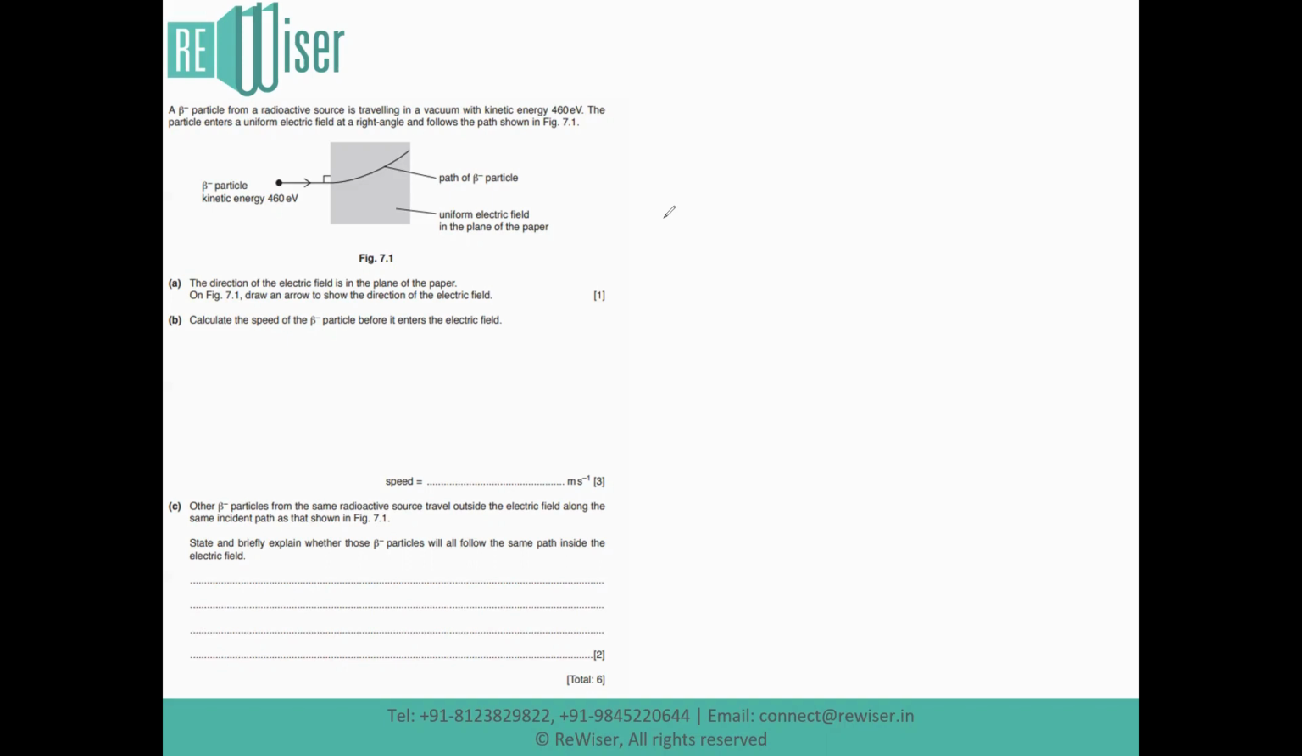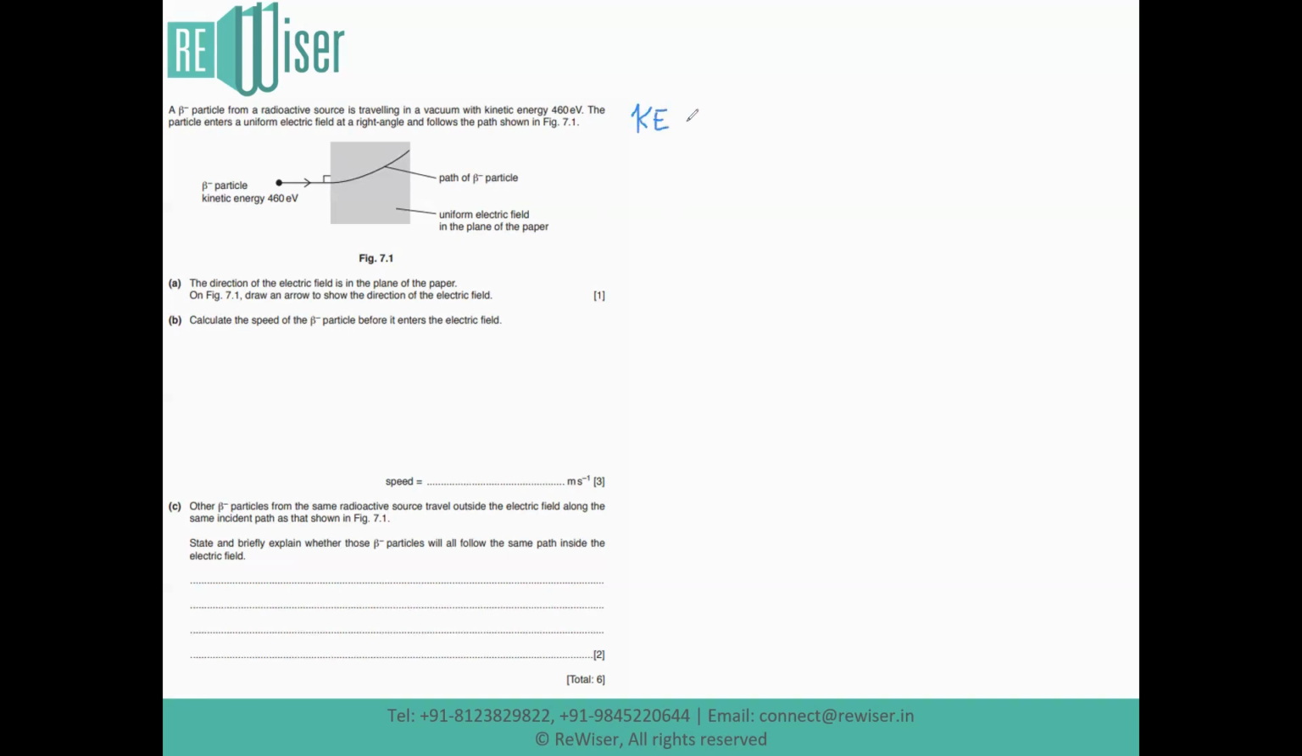Here the direction of the uniform electric field is in the plane of the paper. The direction of electric field is in the plane of the paper as shown. Draw an arrow to show the direction of electric field. Now, let's start writing all the information given in the question.